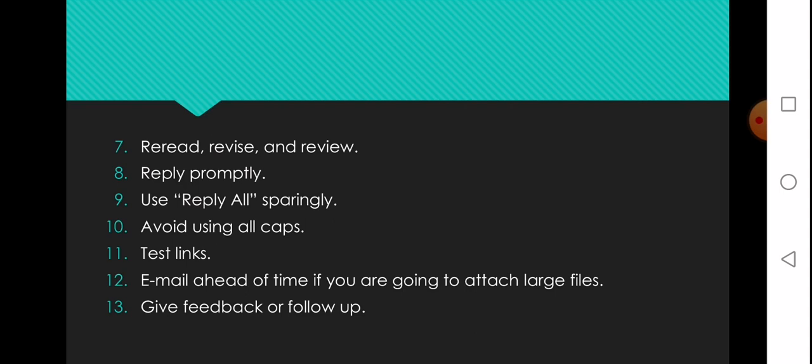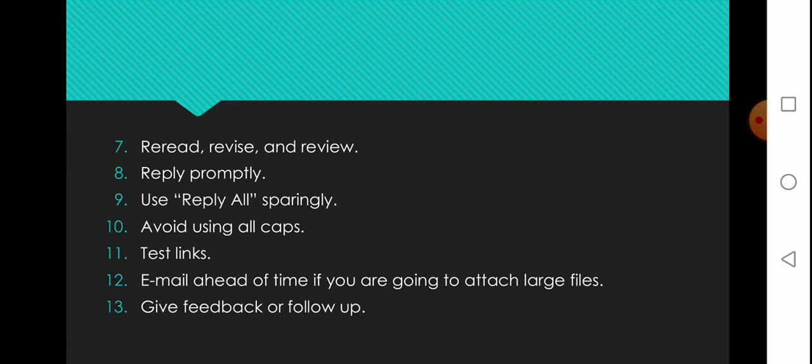Seventh, reread, revise, and review. Catch and correct spelling and grammar mistakes before you press send. Eighth, reply promptly. Watch out for an emotional response. Never reply in anger, but make a habit of replying to all emails within 24 hours, even if only to say that you will provide the requested information in 48 or 72 hours.